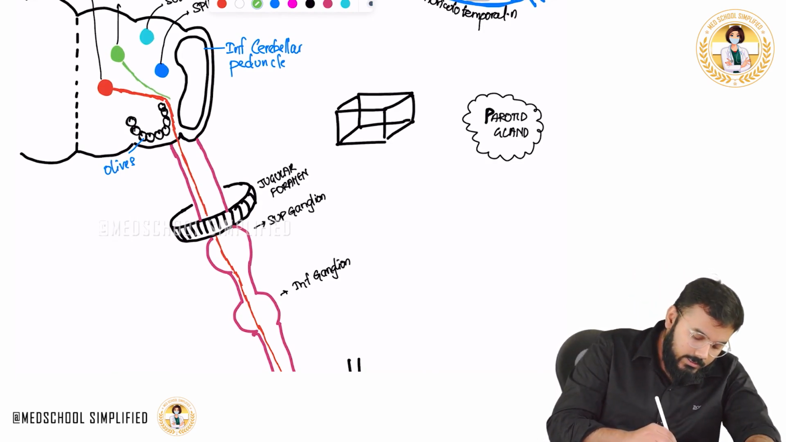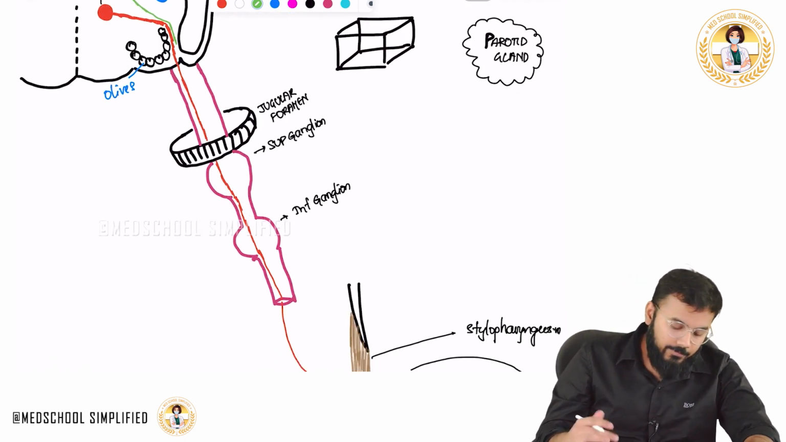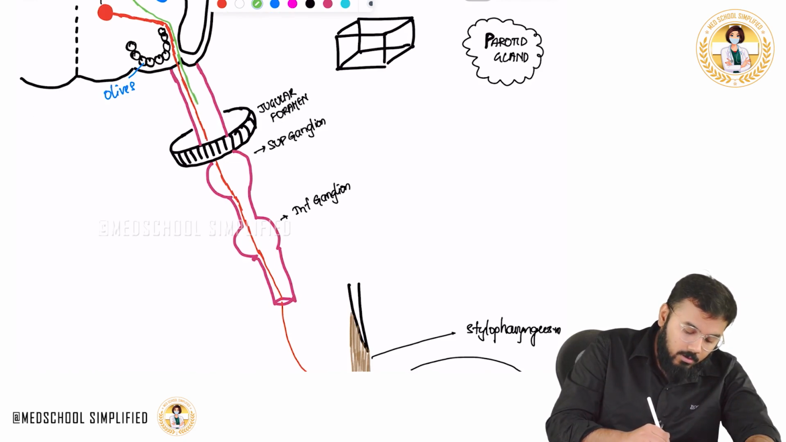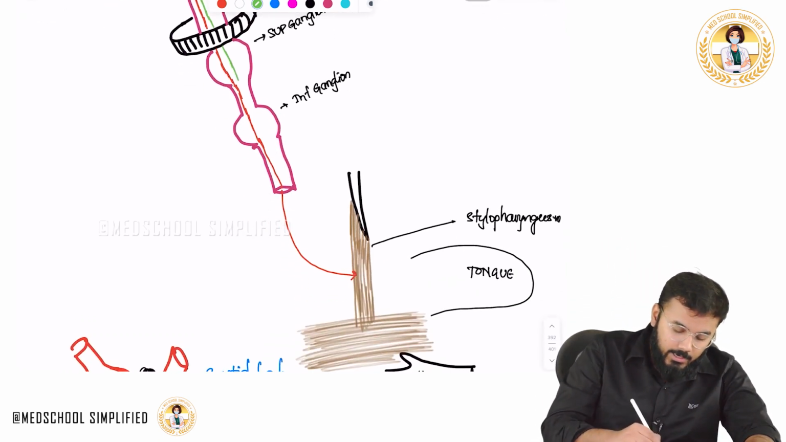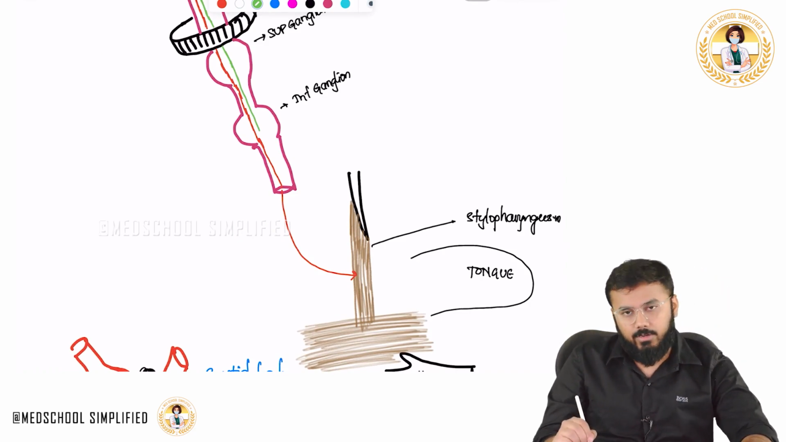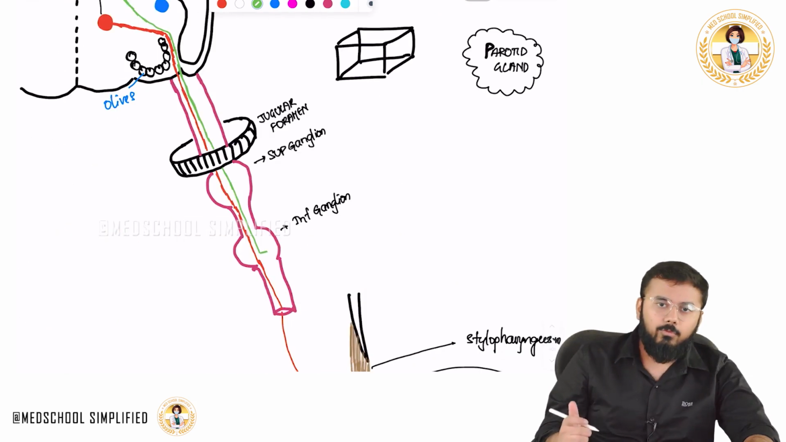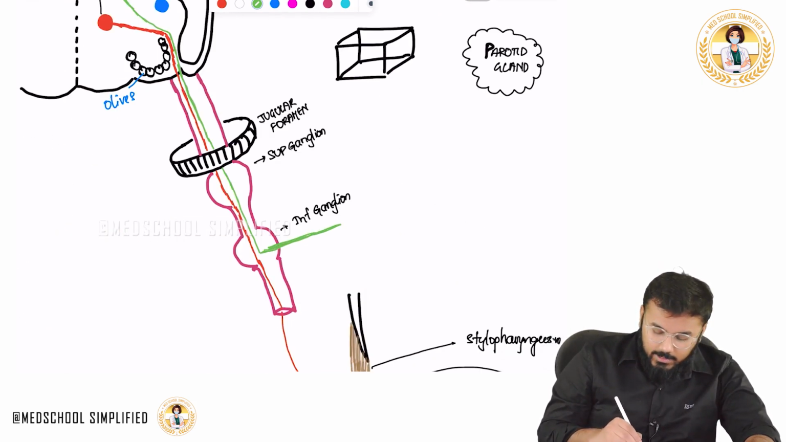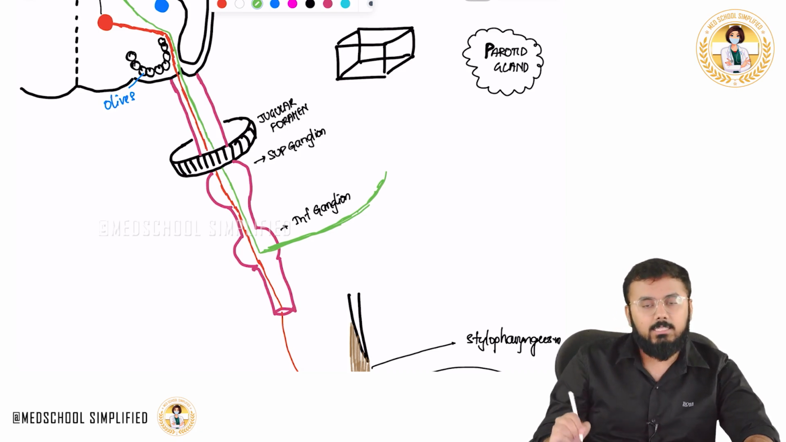These fibers are descending down again between your olives as well as the inferior cerebellar peduncle. They come along with the branchial motor fibers all the way till your superior ganglion, and from the superior ganglion they descend down till your inferior ganglion. Now from this inferior ganglion, as the nerve exits out, this nerve is called the tympanic nerve of Jacobson.